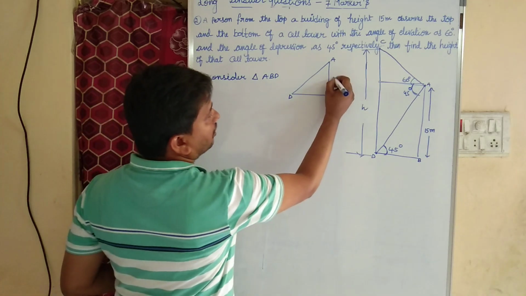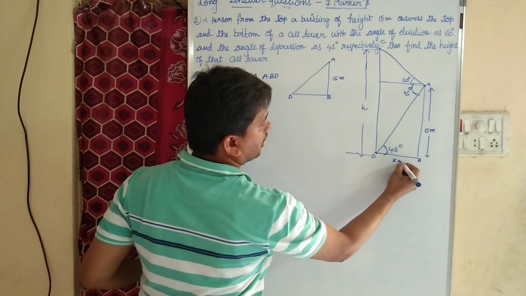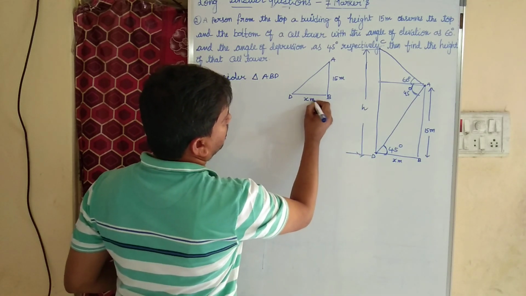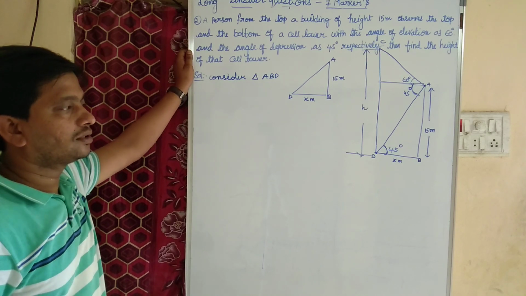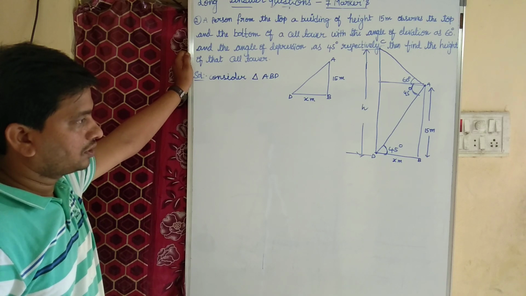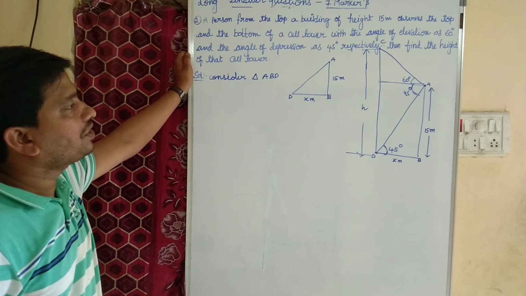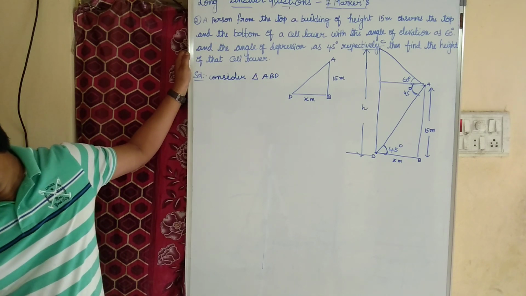What is the length of AB? AB is 15 meters. Let BD be x meters. Yes, children, which is x meters. Now, we need to find the height of the tower. We need to find the height of the tower, right?